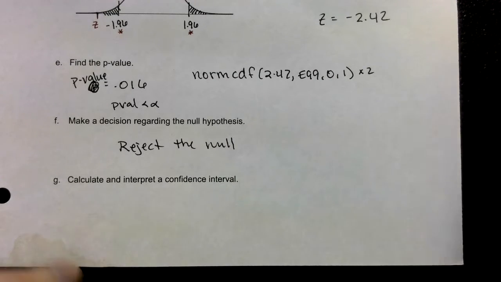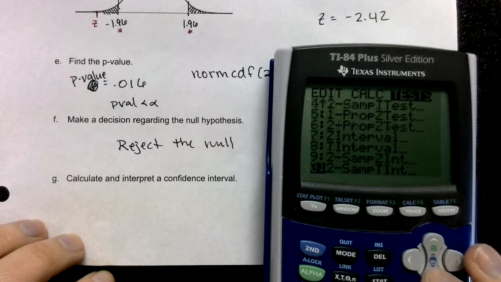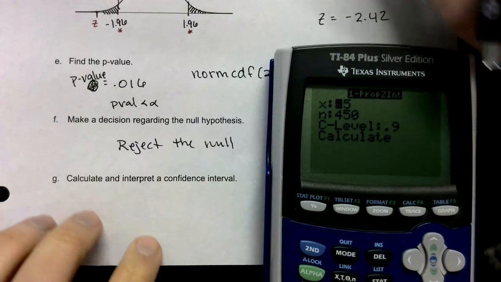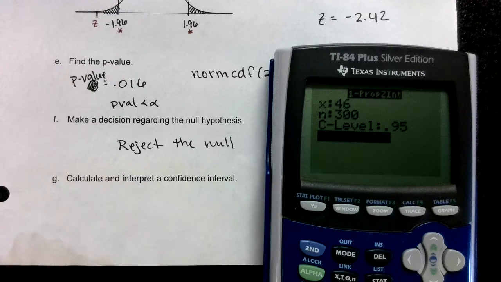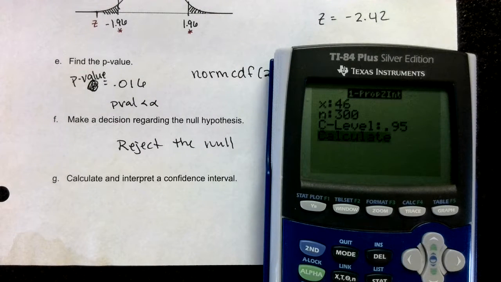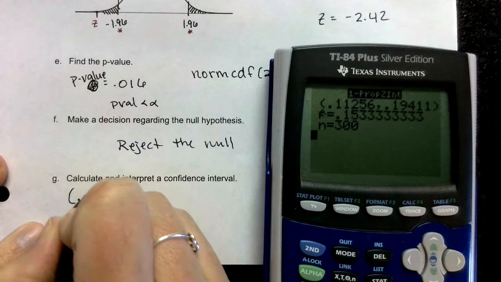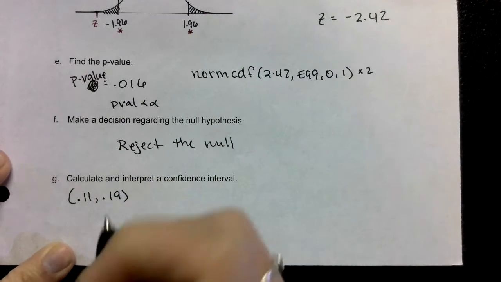So now what we're going to do is our confidence interval. We've already learned how to do the confidence interval in the calculator. You're going to stat, test, and this is a 1-prop z interval. So it uses x and n. That was our 46 and our 300. 95% confidence, and remember we use 95 because it goes hand in hand with our alpha value. So if alpha is 5%, confidence has to be 95%. So here is our confidence interval. So I got 0.11 to 0.19.